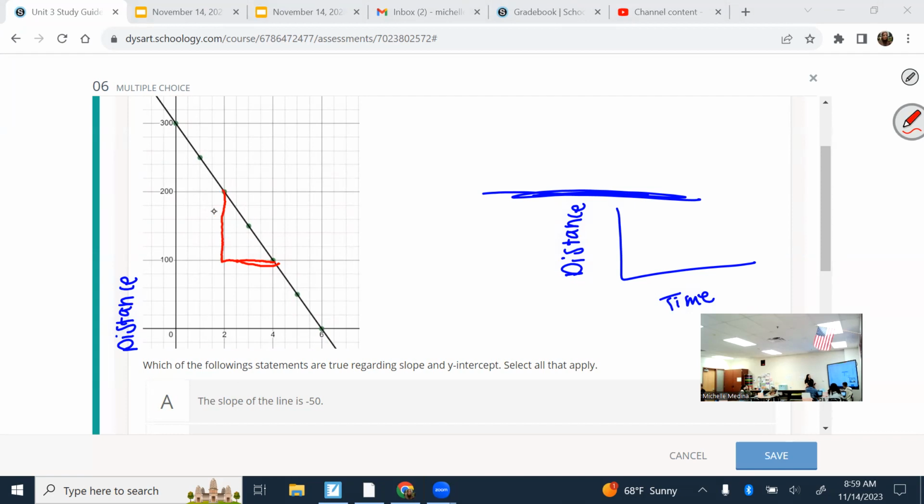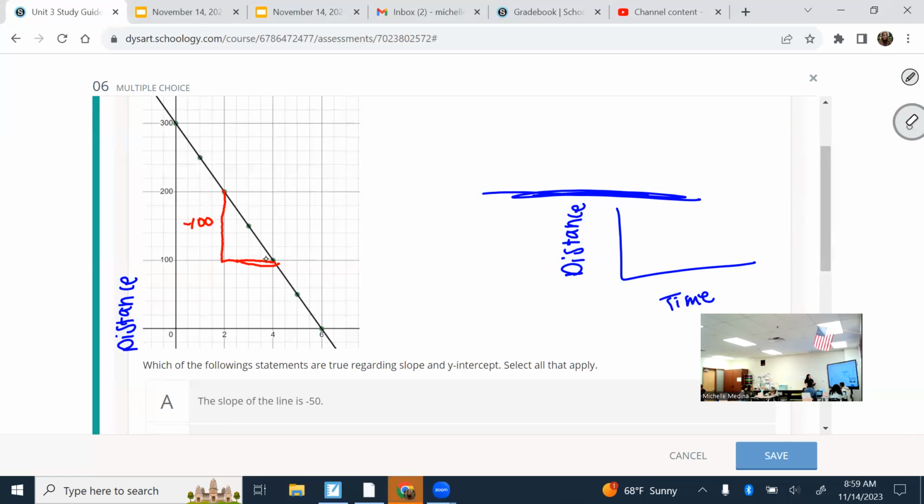Well, it is 5 spaces. We're going down 1, 2, 3, 4, 5. But if I started at 200 and I'm going down to 100, what's my rise going to be? And it's going to be negative because we're going down from left to right. But yes, -100 for the rise.